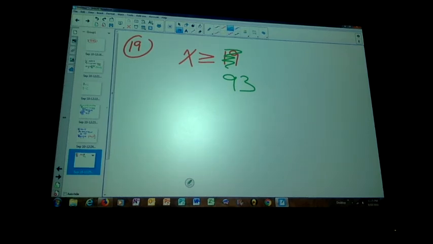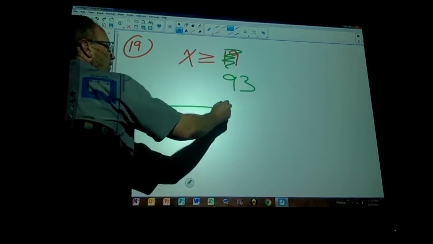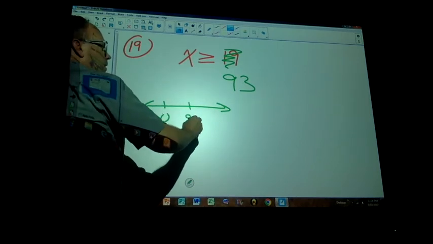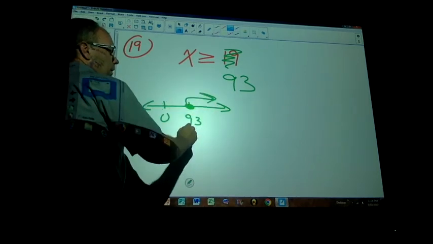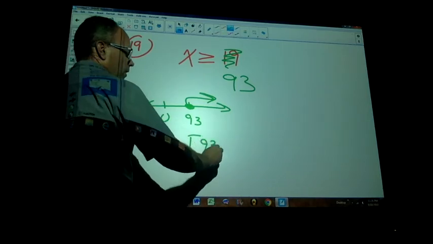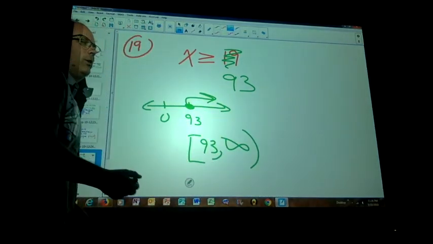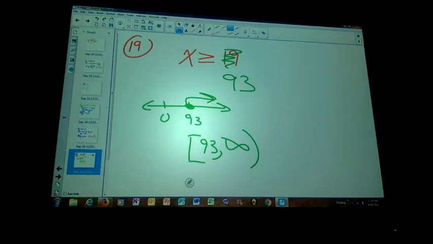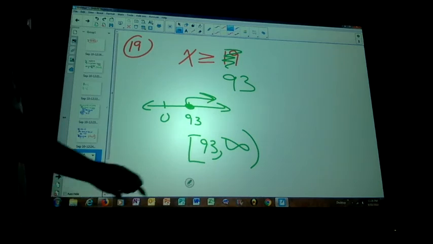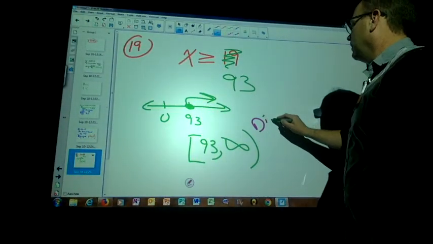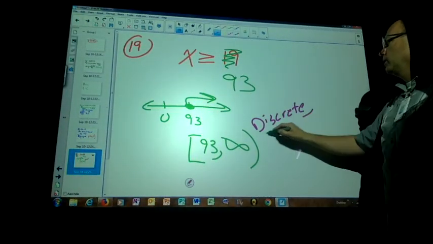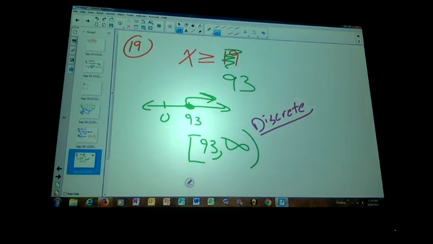And then define the variable inequality and do it in interval notation. So graphically, if you want 0, 93, solid dot going this way. So interval notation would start at 93 and go to infinity, which, can you really have infinite luggage? And the answer is no. So this would actually be discrete, because it would end. There could be an awful lot, but it's not infinite.